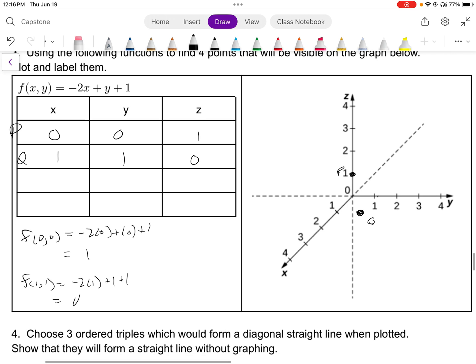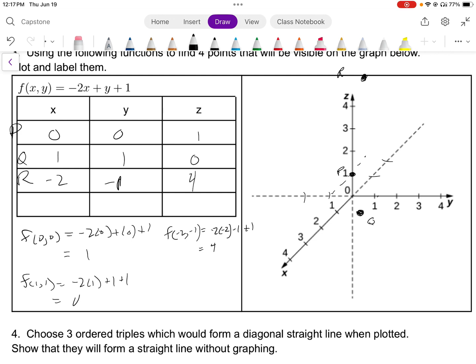Let's do -2 and -1. That's going to give us f of -2, -1. It's going to give us -2 times -2 minus 1 plus 1. That's going to give us 4. So x is -2, y is -1, and we're going up 4. Just going to put us up here somewhere. Let's call that point R.